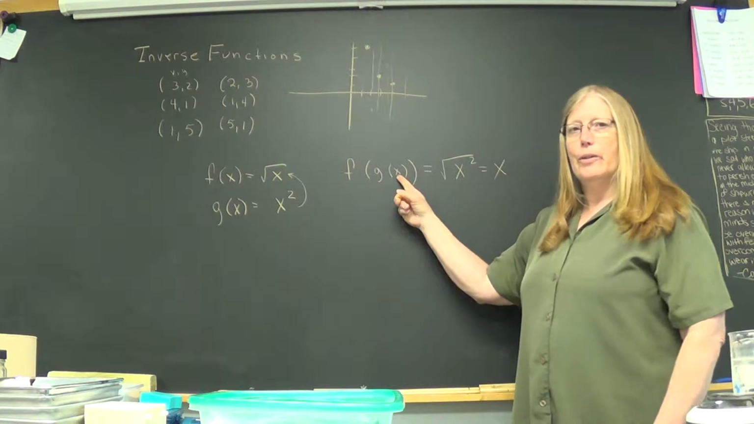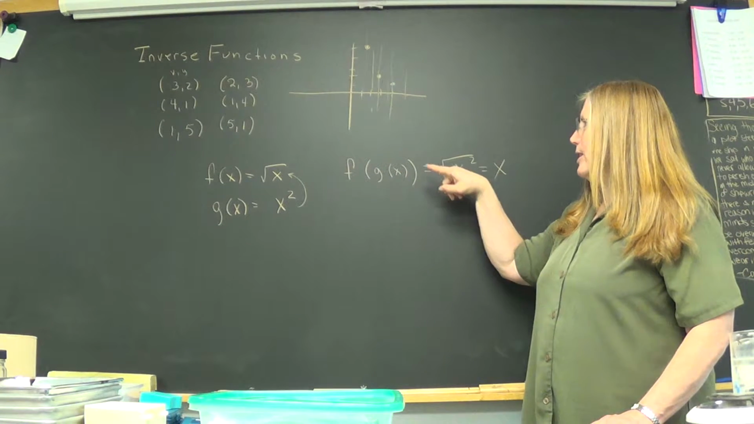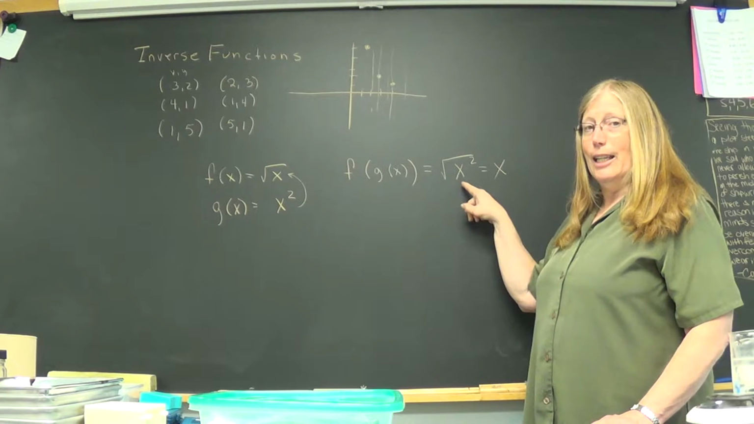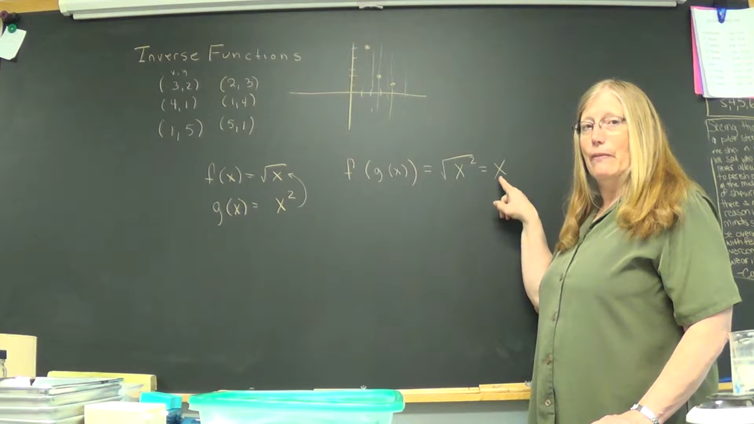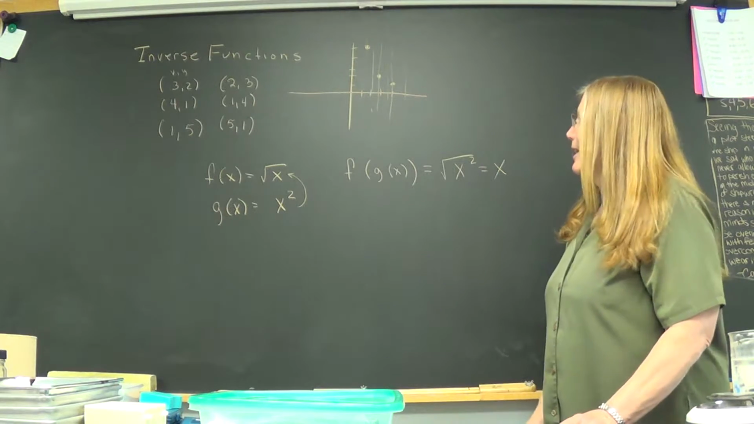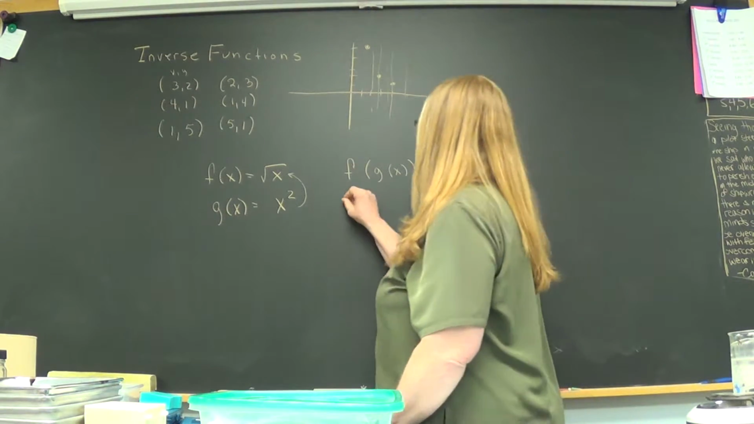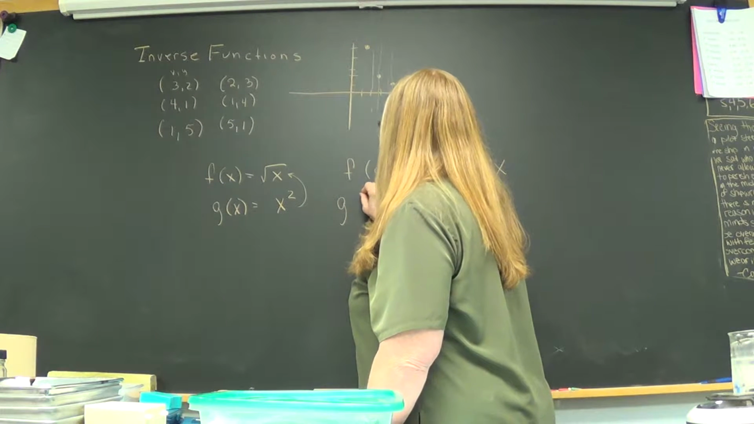Notice in the innermost chamber we started with an x, and now this one function undid what the other function did, and we're back to x. If that's true, you've proved halfway that it's an inverse. The other half, we have to compose it the other way. G composed f of x.